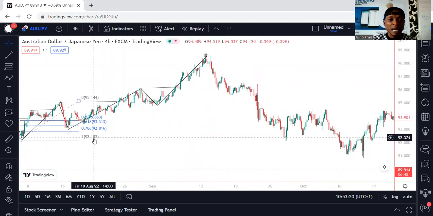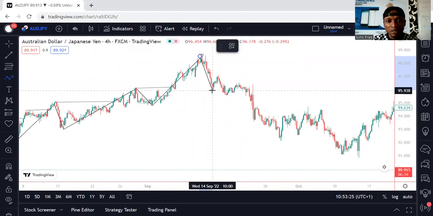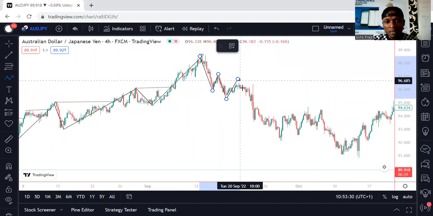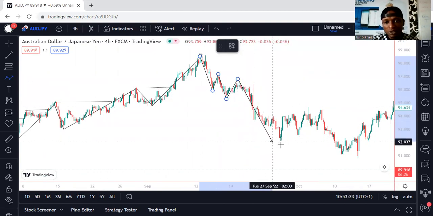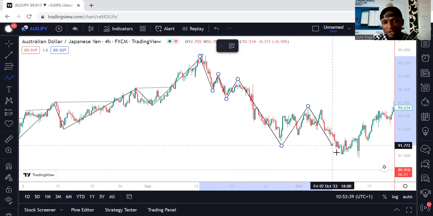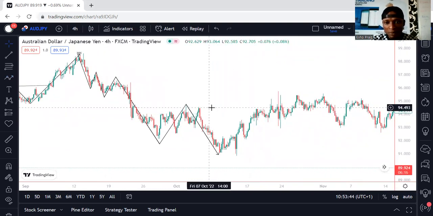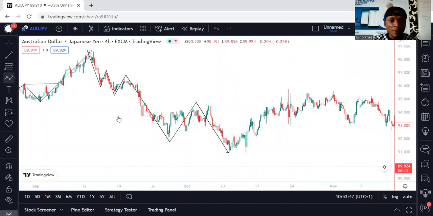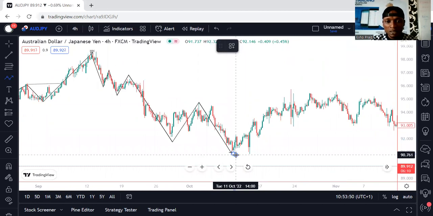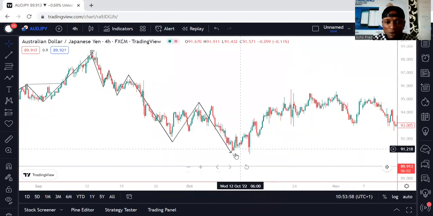So now let's talk about a downtrend market. The market gives us expansion, retracement, expansion, retracement, expansion to the downside. Then we have a retracement here, a retracement, expansion. Then here, the market has changed pattern. So this becomes our last lower low.